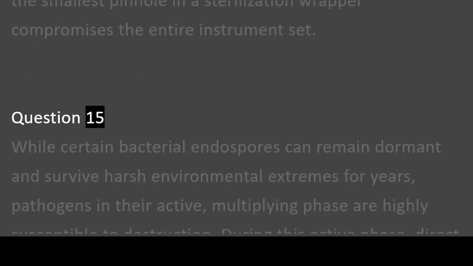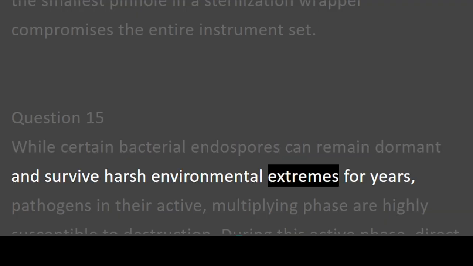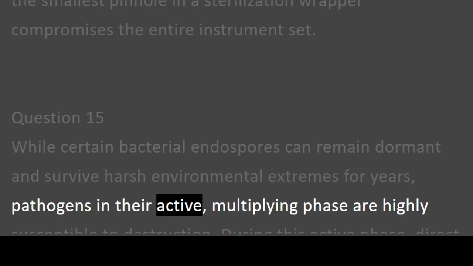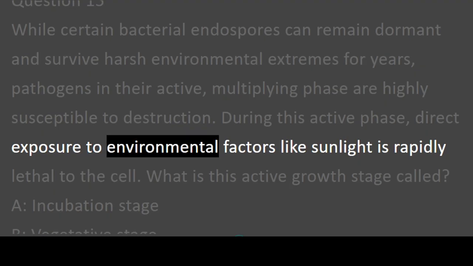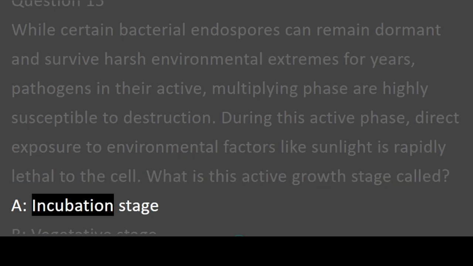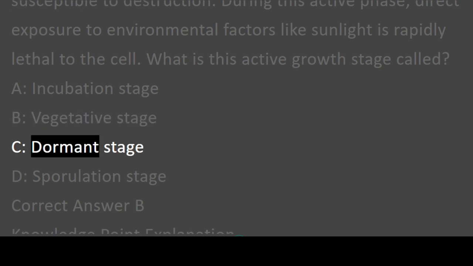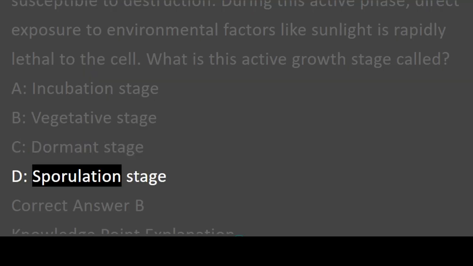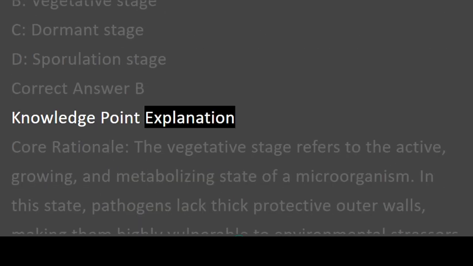Question 15. While certain bacterial endospores can remain dormant and survive harsh environmental extremes for years, pathogens in their active, multiplying phase are highly susceptible to destruction. During this active phase, direct exposure to environmental factors like sunlight is rapidly lethal to the cell. What is this active growth stage called? A. Incubation stage. B. Vegetative stage. C. Dormant stage. D. Sporulation stage. Correct answer B. Knowledge point explanation.